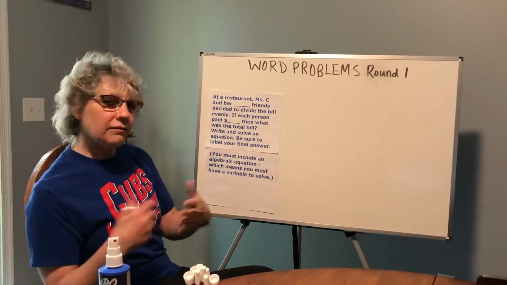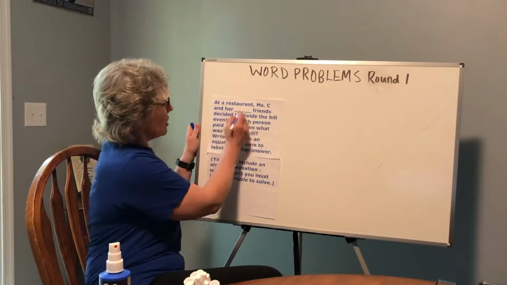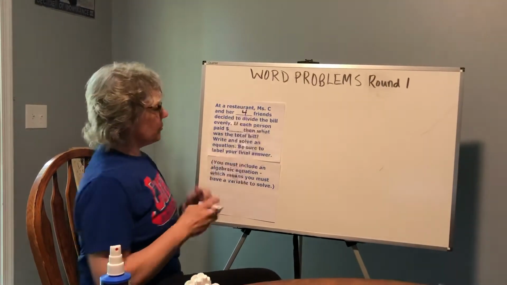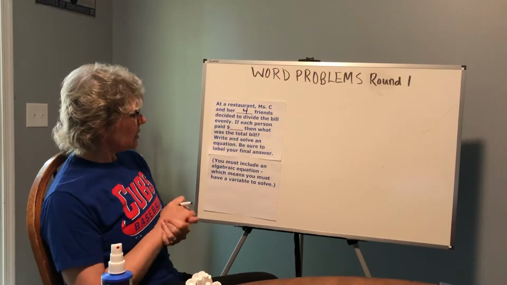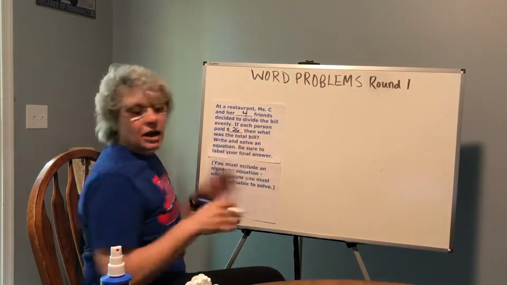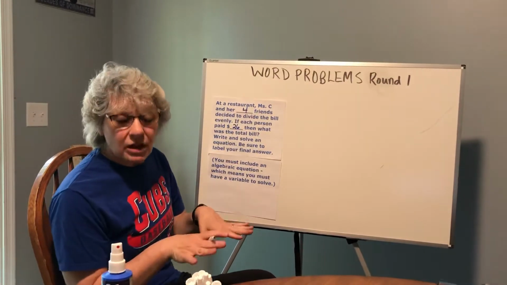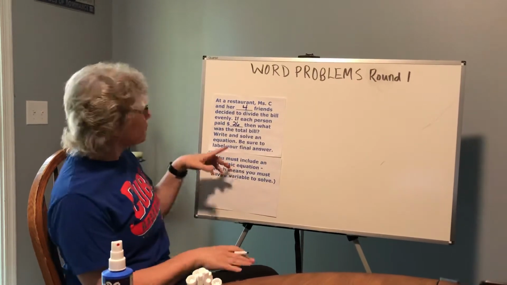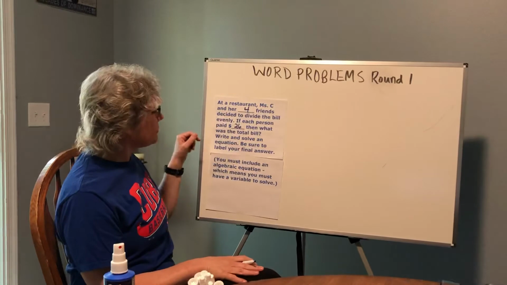So now let's go ahead and fill in those numbers. So at a restaurant, Mrs. C and 4 of her friends decided to divide the bill evenly, and each person paid $26. Just so you know, this is going to be what it's going to be like once we are out of quarantine. We will be going out spending this kind of money.